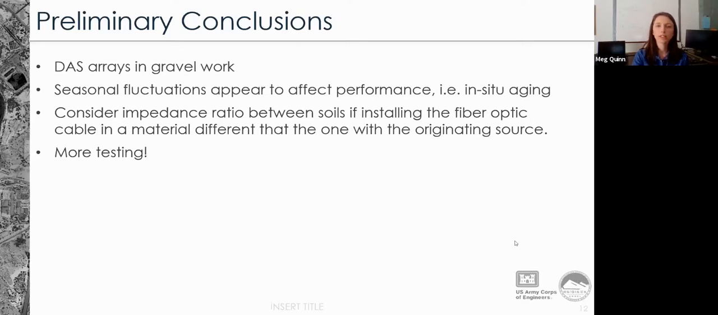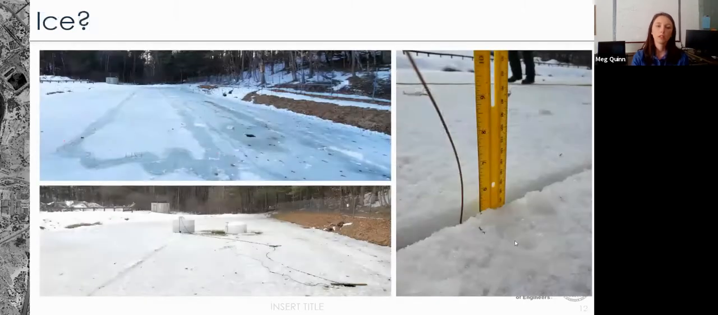And lastly, from a CREL perspective, in March 2020, so right before the pandemic really took hold in New England, we were able to install some fiber in a freshwater pond on the CREL campus. And we installed about 20 channels worth of array in ice. We used a chainsaw. We cut slits in the ice and put the fiber optic cable about 6 inches down. And then we flooded the ice overnight and let it freeze.